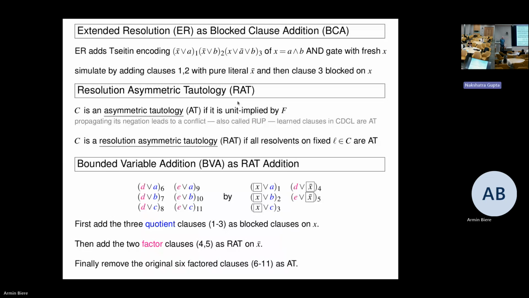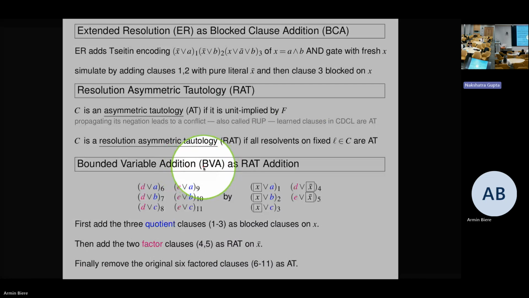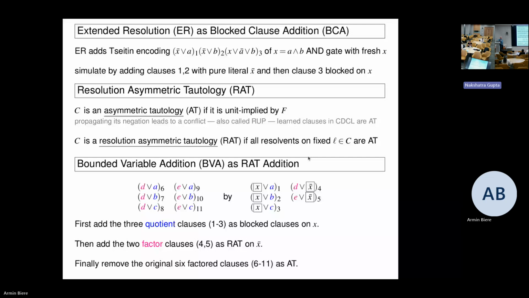Okay, and the reason I'm showing you this finally is because this also shows how you actually simulate the BVA step in this example we had with the RAT, which is necessary because otherwise this would not have been allowed in the competition. The competition requires that for every solver, all the techniques you have there, you have proofs. So you need to have RAT proofs for this example.